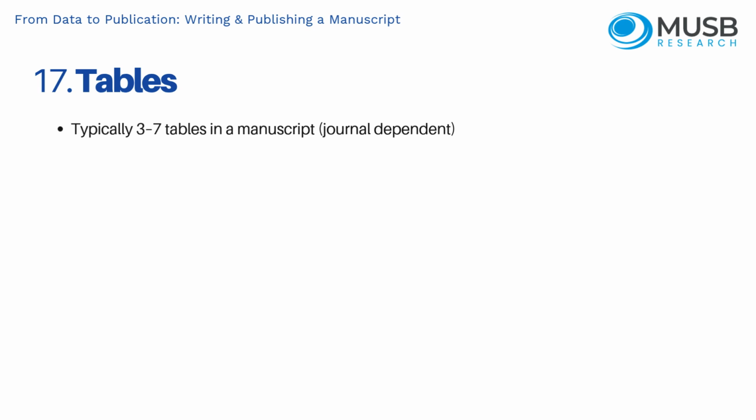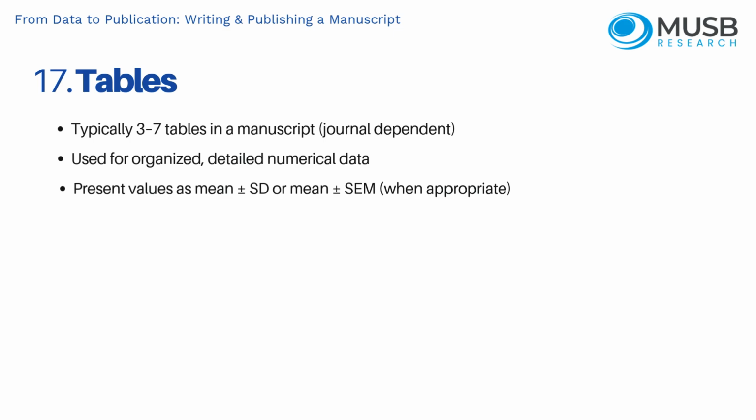Tables provide a structured and precise way to present numerical data. Like figures, the number of tables allowed depends on journal guidelines, but most manuscripts include between 3 and 7. Tables are especially useful for presenting baseline characteristics, detailed numerical comparisons, regression results, or multivariable analyses. Values are commonly reported as mean plus or minus standard deviation, SD, or mean plus or minus standard error of the mean, SEM, depending on context.